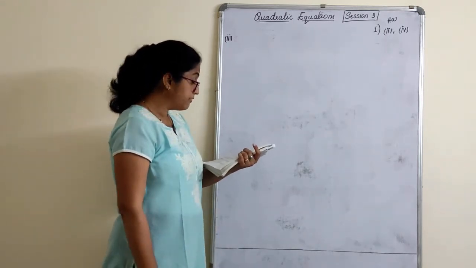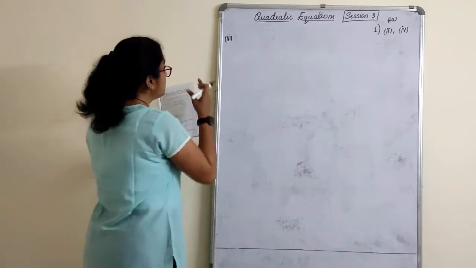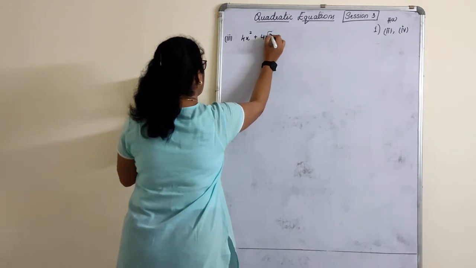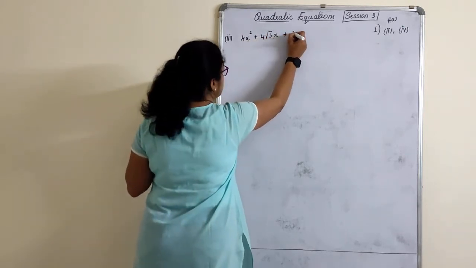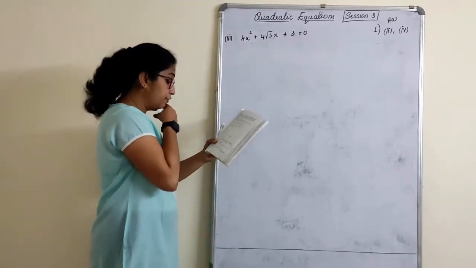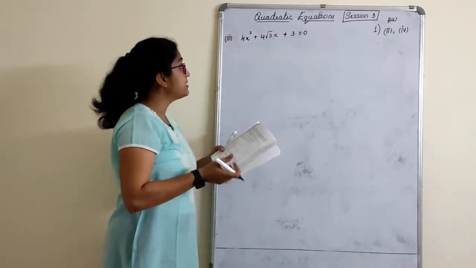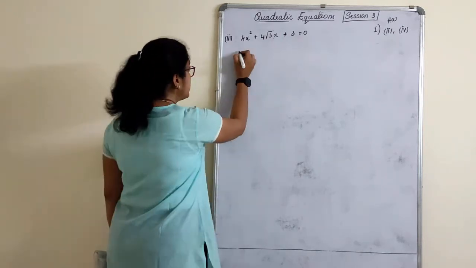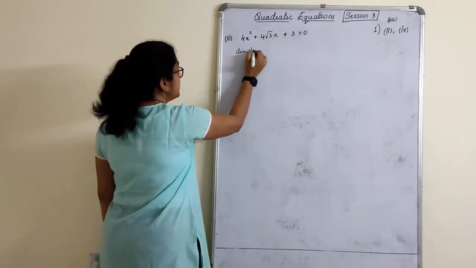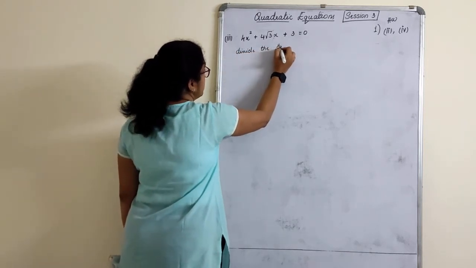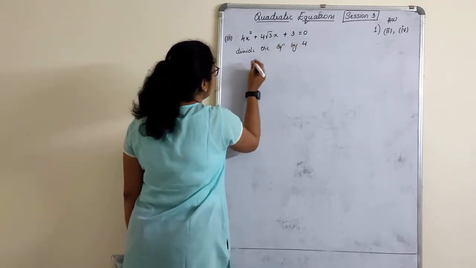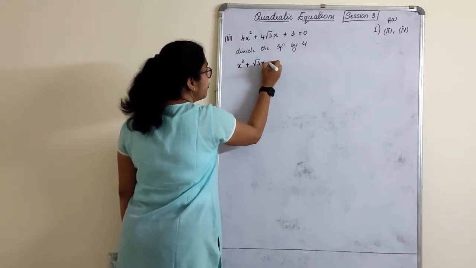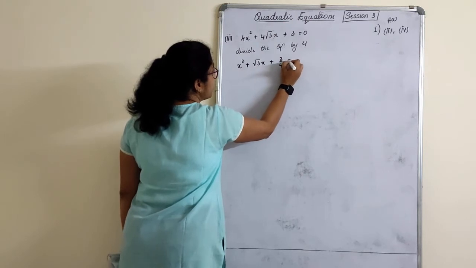So as I have given the second and fourth one for homework, I will start with the third one. That is 4x square plus 4 root 3 x plus 3 is equal to 0. The first and foremost step: the coefficient of x square is 4, so divide the equation by 4. So this is going to be x square plus root 3 x plus 3 by 4 is equal to 0.